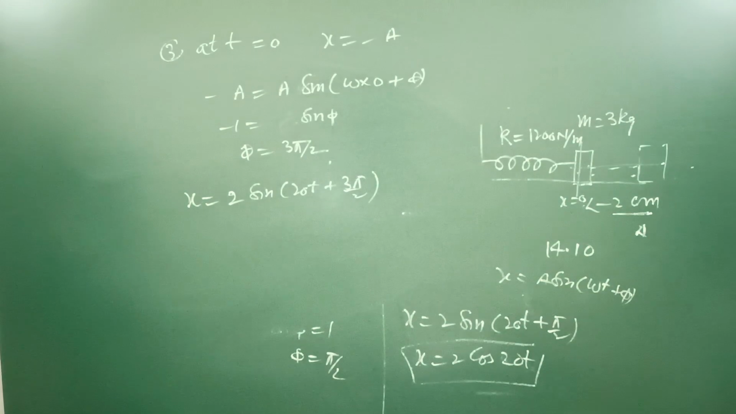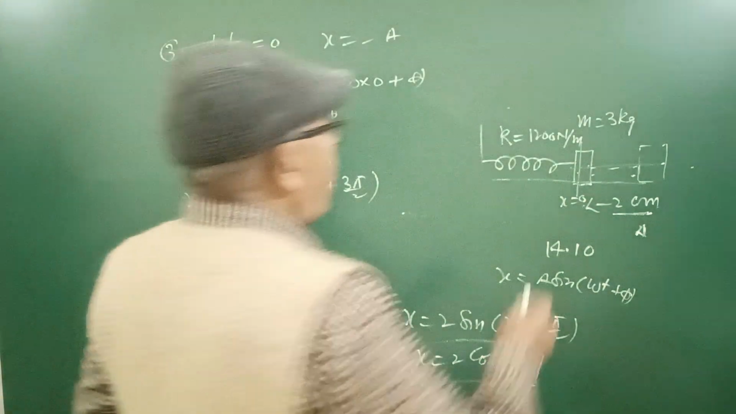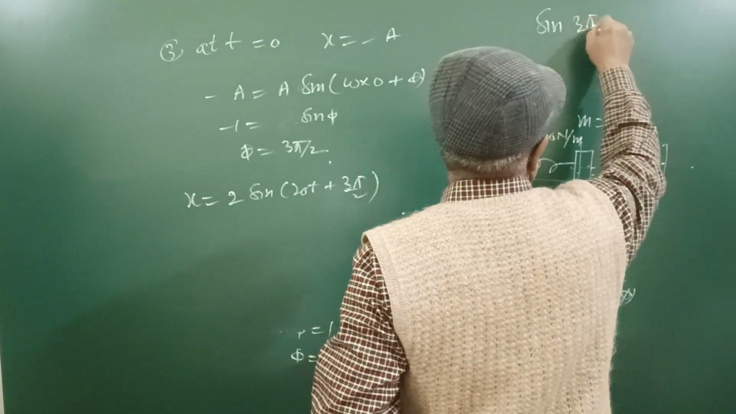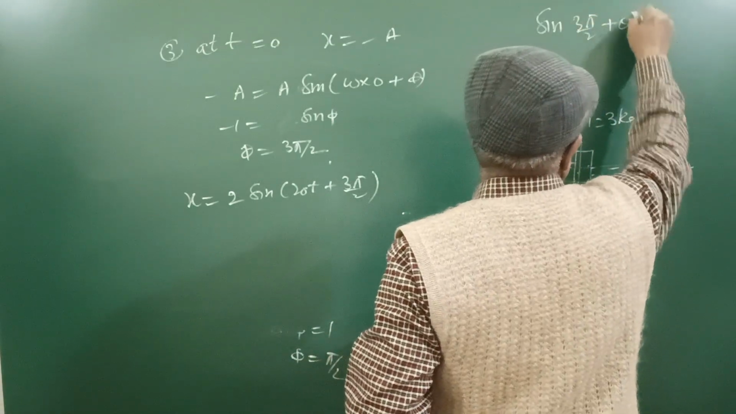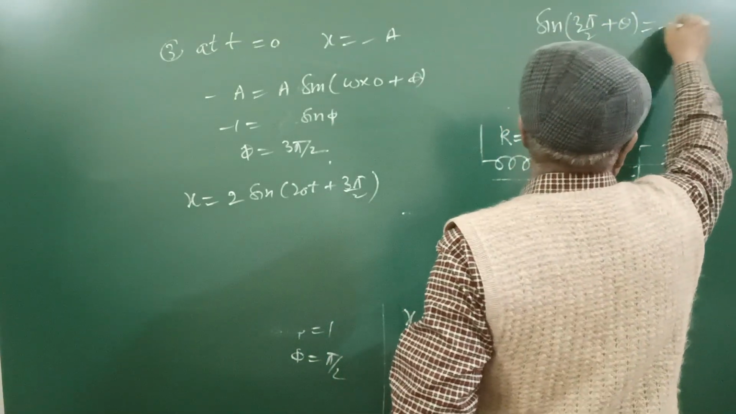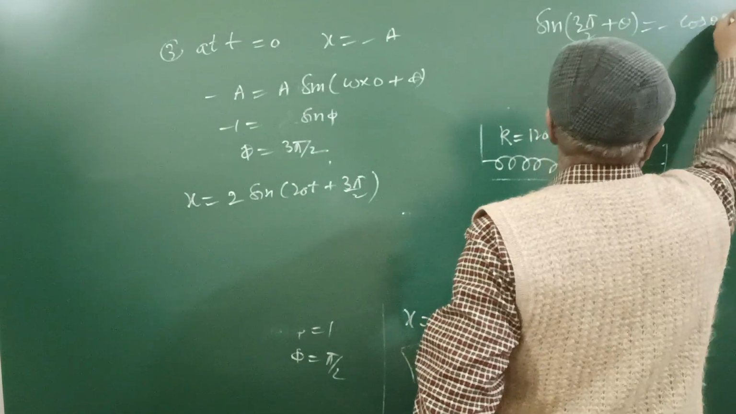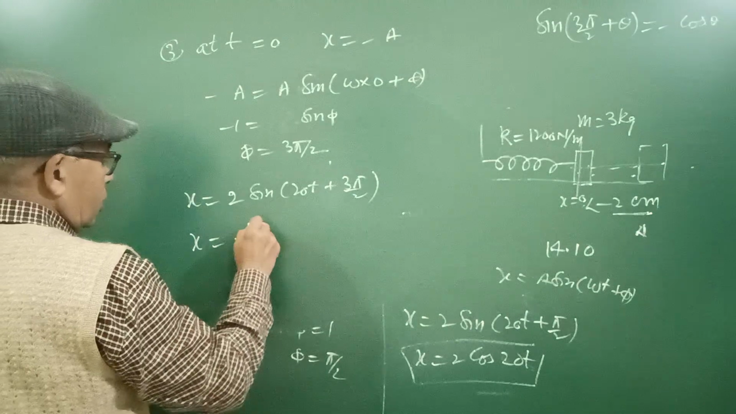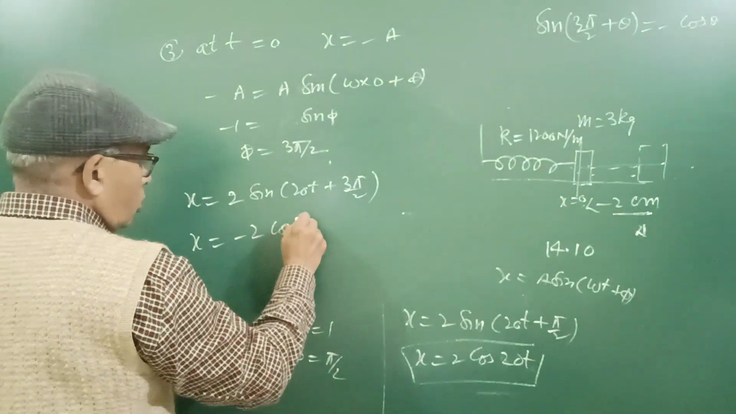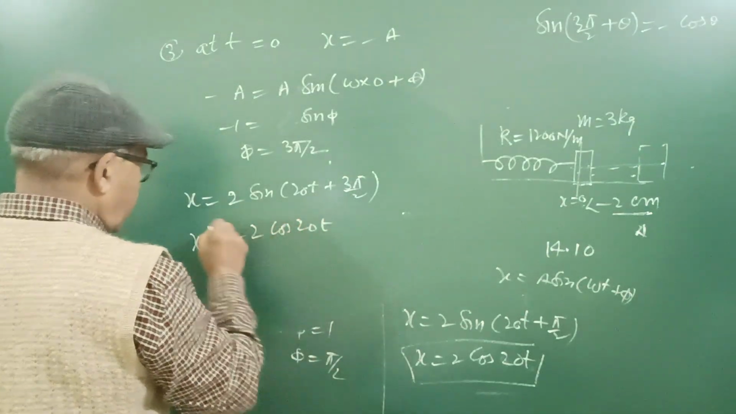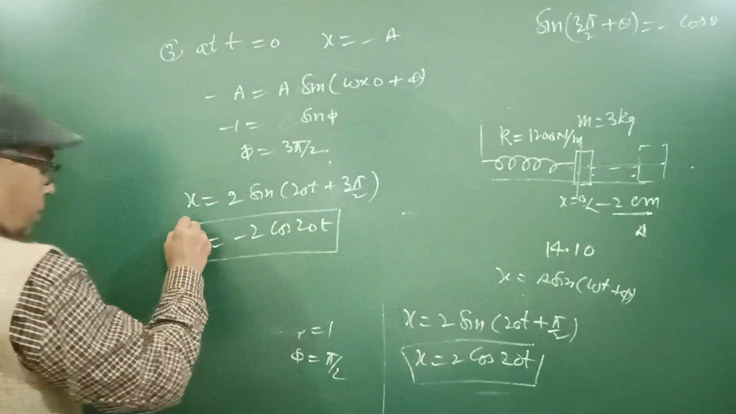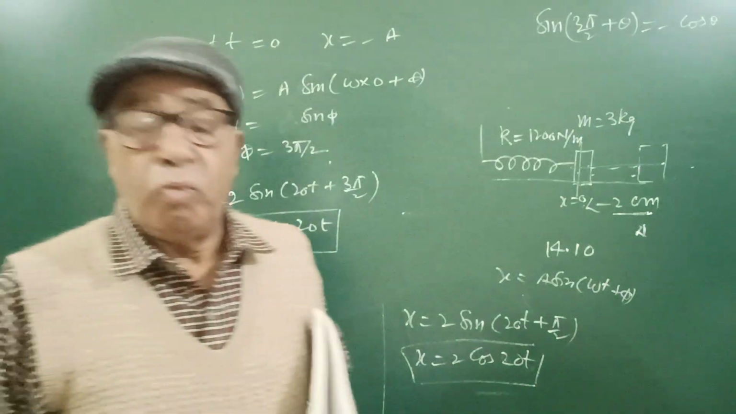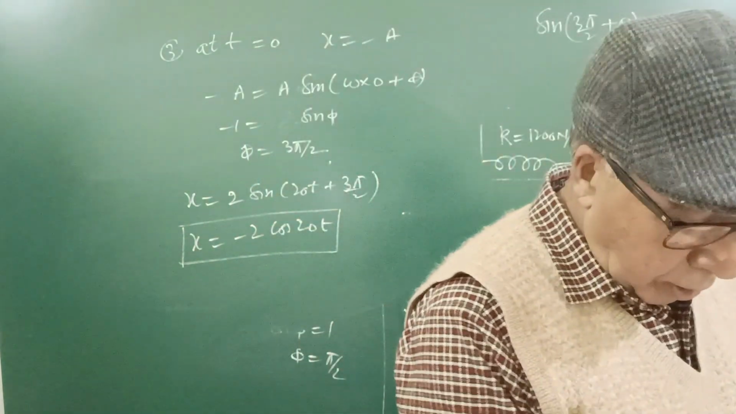Or sin(3 pi by 2 plus theta). Sin(3 pi by 2 plus theta) is equal to minus cos theta. So we can also write this as equal to minus 2 cos 20t. So these are the values of x here.